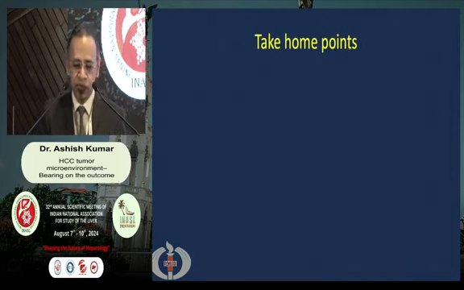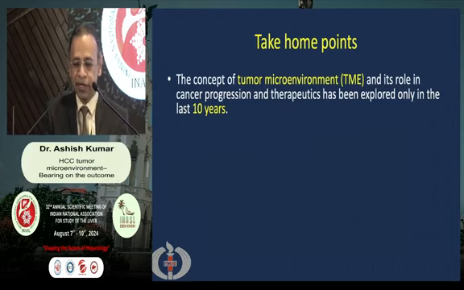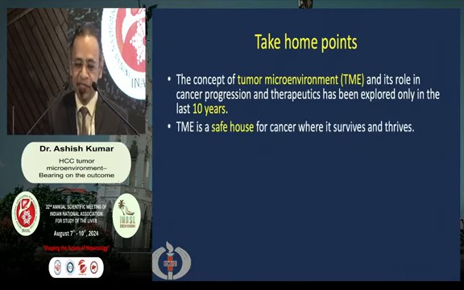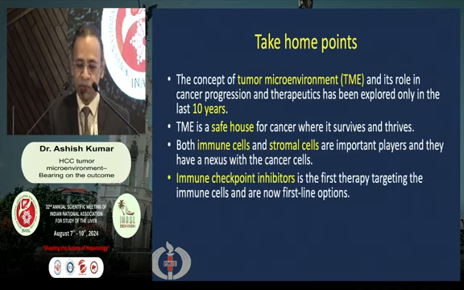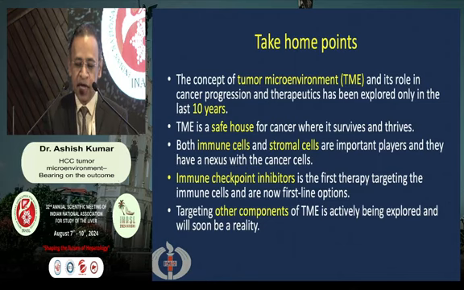So the take-home points for tumor microenvironment: the concept of tumor microenvironment and its role in cancer progression and therapeutics has been explored only in the last 10 years. The tumor microenvironment basically is a safe house for cancer where it survives and thrives. Both immune cells and stromal cells are important players, and they have a nexus with the cancer cells to promote these cells to grow. And immune checkpoint inhibitors are the first therapy which actually targets these tumor microenvironment cells, especially the immune cells, and are now the first line treatment option in most cancers. But targeting other components of the tumor microenvironment is actively being explored and will soon see a reality.